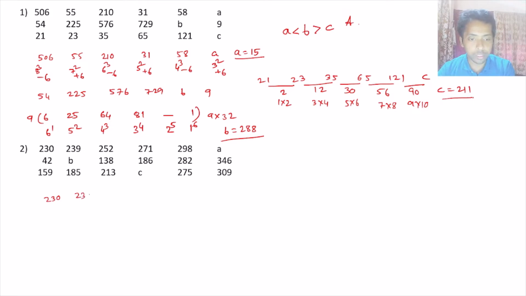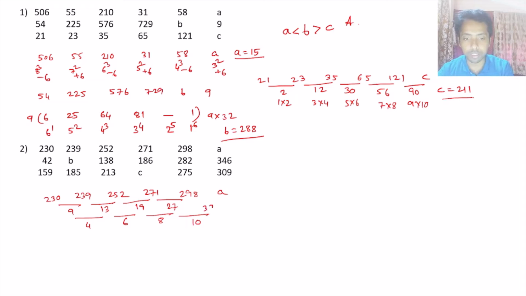230, 239, 252, 271, 298 and A. Again take the difference: 9, 13, 19, 27. Second level difference, what is it? That is 4, 6, 8. So this should be 10. So this is 37. 37 added to 298: 2 added to 298 is 300, that means plus 35, so 335. A is 335.